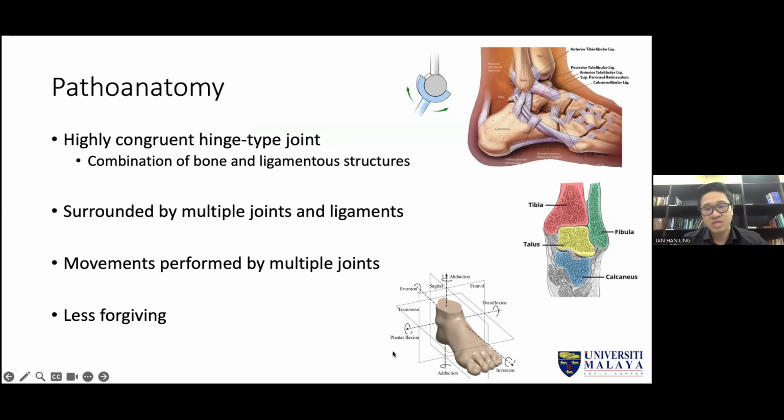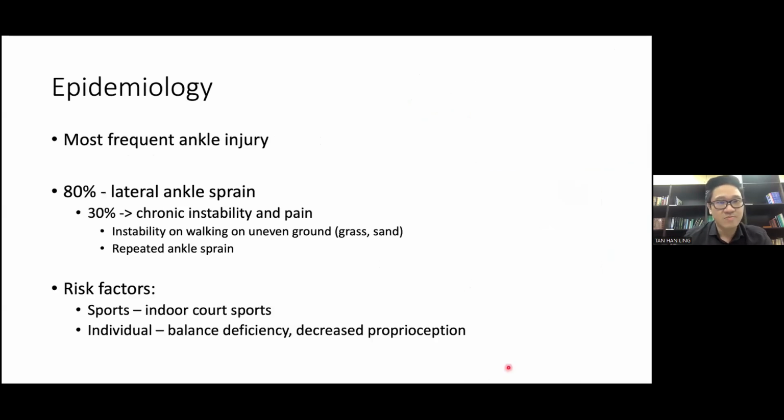For example, as you can see in the image down here, there are different axes rotating around the ankle joint. We have the first axis in abduction and adduction, then dorsiflexion and extension, and lastly inversion and eversion. With so much movement and so many joints arranged in such a way, there is very limited abnormal movement allowed in each joint. So the joints are actually quite forgiving. Any abnormal movement in any part of these little joints could lead to either a bone, cartilage, or ligament injury.